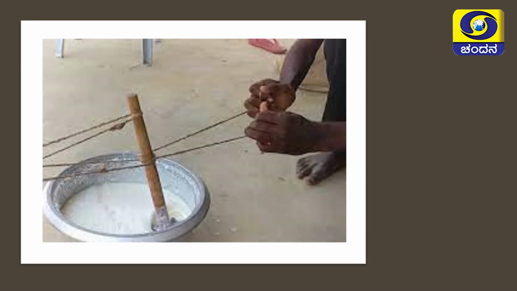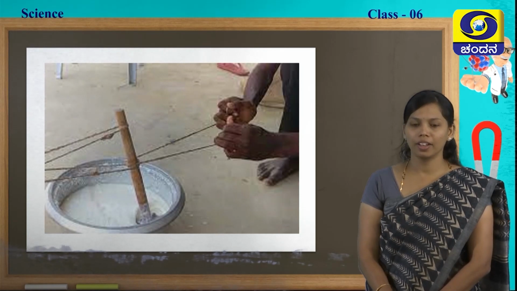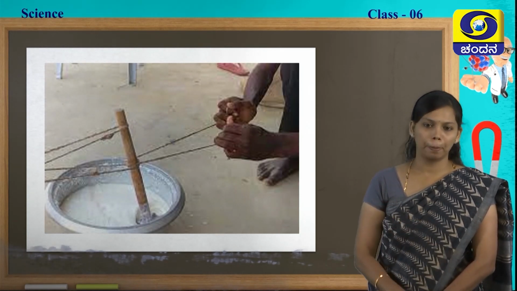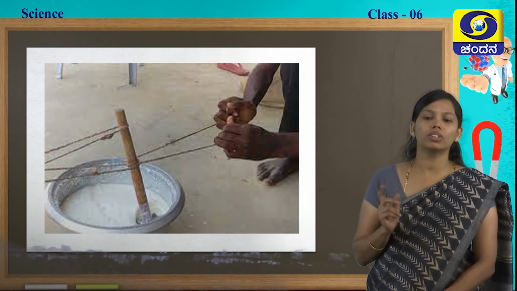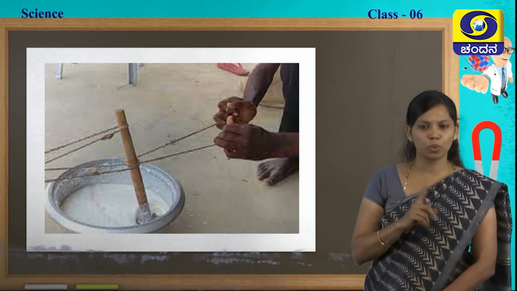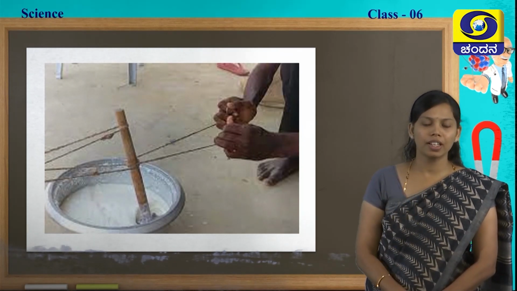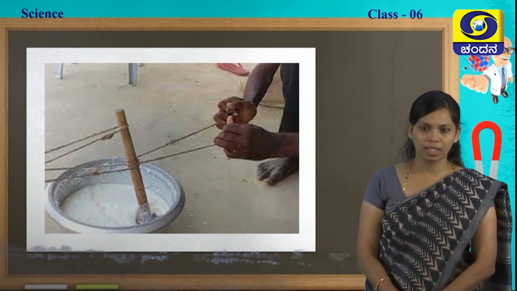What is that? It is churning of milk to get butter. After churning, what do we get? We get butter as well as buttermilk. Here the butter as well as the buttermilk both are useful components. We use both the components in a different way to prepare the dishes, isn't it?